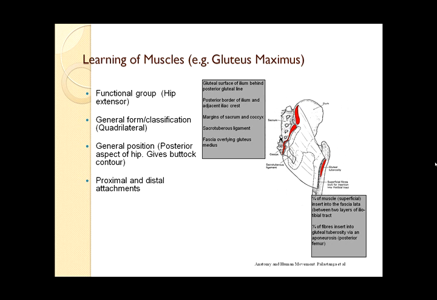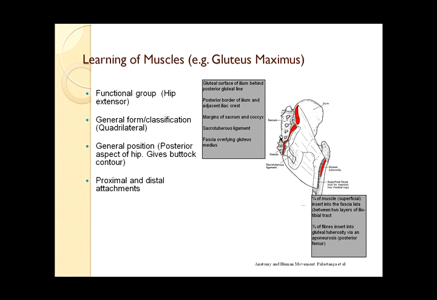And then in detail, you will be expected to identify the proximal and distal attachments. In the case of gluteus maximus, the proximal attachment is quite extensive. It arises from the gluteal surface of the ilium behind the posterior gluteal line, the borders of the iliac crest and posterior superior iliac spine, the margins of the sacrum and the coccyx, and also from the sacrotuberous ligament. It takes a small attachment also from the fascia covering gluteus medius.